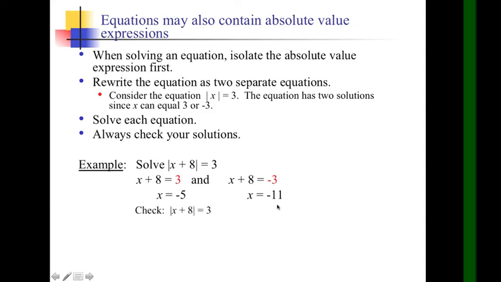Check. x plus 8 equals 3. Palitan natin siya ng negative 5, so negative 5 plus 8. The answer is 3 equals 3. So, the absolute value is 3. Dito naman, pag pinalitan ko ng negative 11 yung x, we get negative 3, and the absolute value of negative 3 is equal to 3 din. So, pareho. Okay?